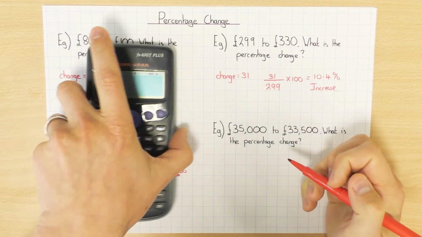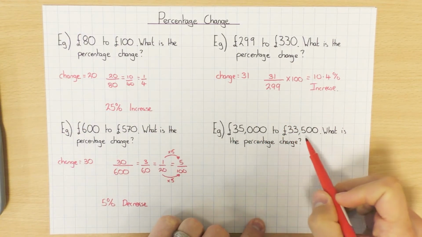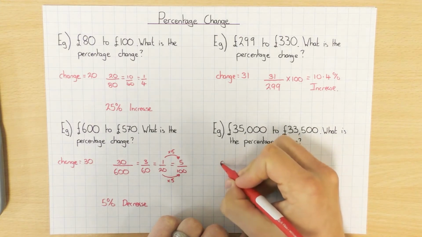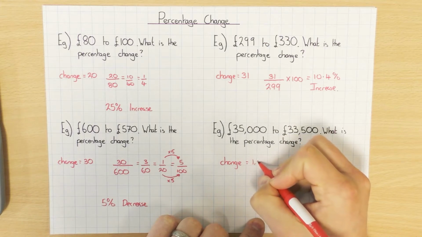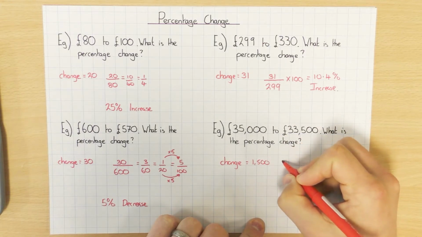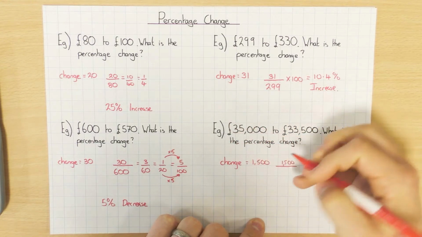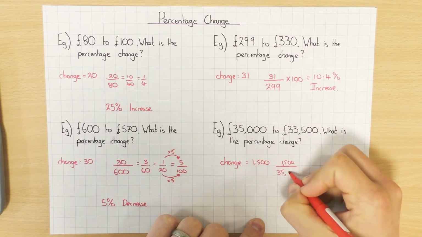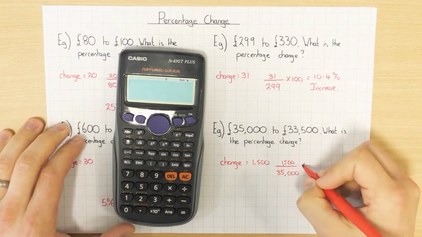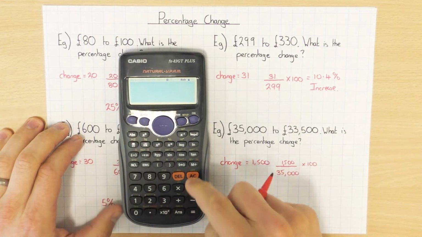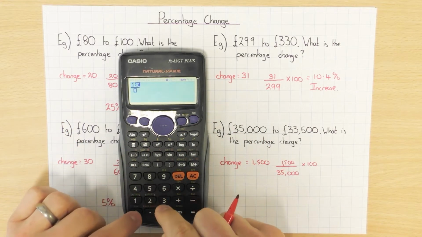And let's have a look at this one then. So again, I've got my £35,000 to 33,500, so the change there is 1,500. So I have my 1,500. I'm going to divide it by the original. Well, it was 35,000 before anything happened to it. And then I need to times it by 100, because that's going to change it into a percentage for me.